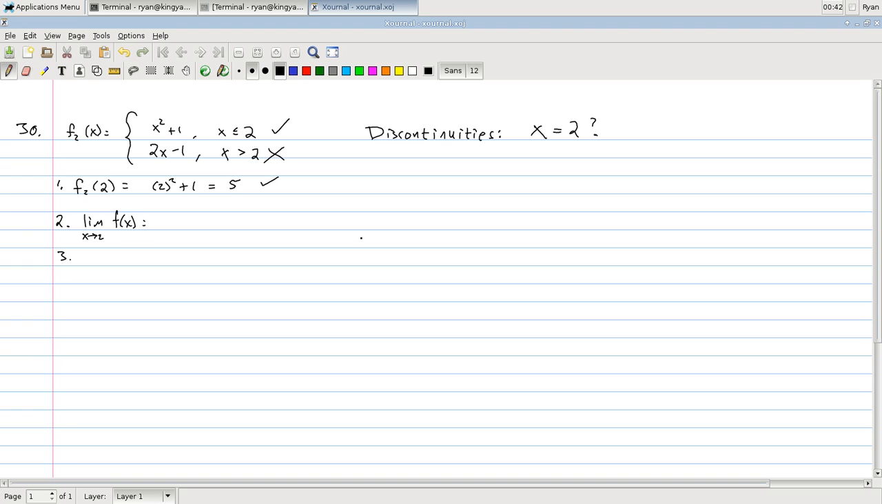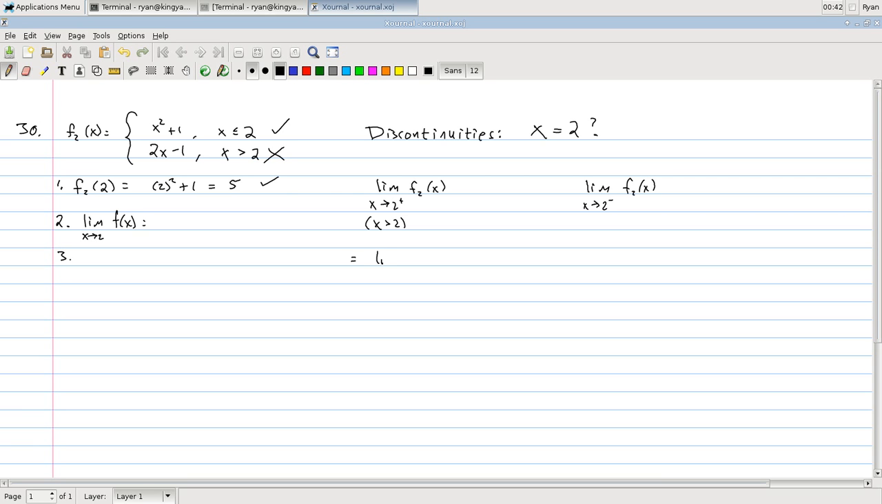Next, we look at the limit. And to do this, since this is a piecewise function, we want to look at the limit as x goes to 2 from the right of f2 of x, and the limit as x goes to 2 from the left of f2 of x. Now if x goes to 2 from the right, this means that x is greater than 2. And if x is greater than 2, that says to use the second piece of the piecewise definition.